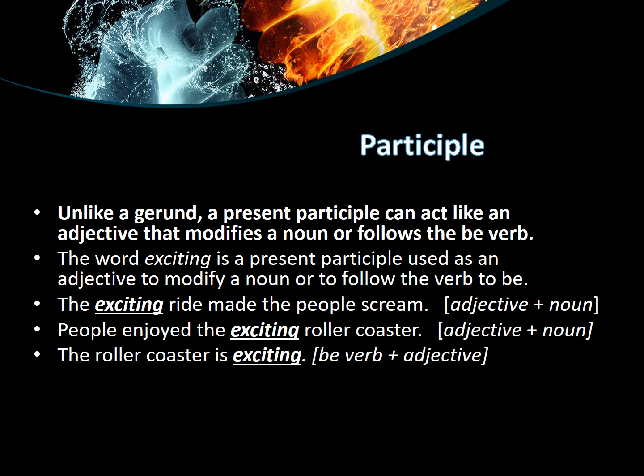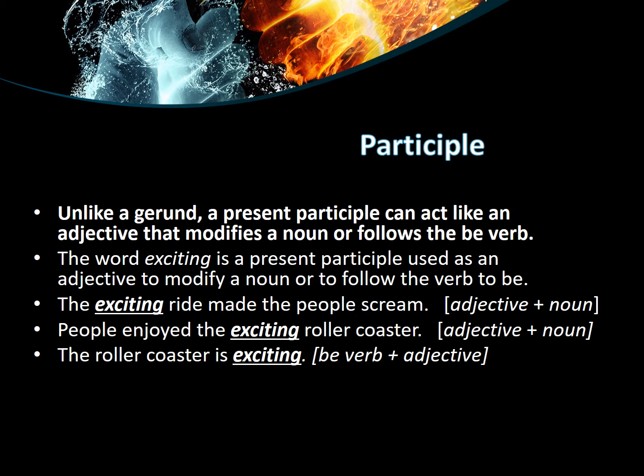Here after the verb to be we add an adjective, that is exciting. And how are we describing the roller coaster? It is exciting. It means you have an adjective along with your noun, so you modify a noun. You tell more about that noun. Like this: in the first case, the exciting ride. In the second case, the exciting roller coaster. In the third case, the roller coaster is exciting.